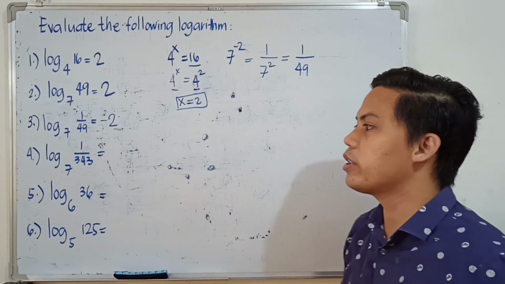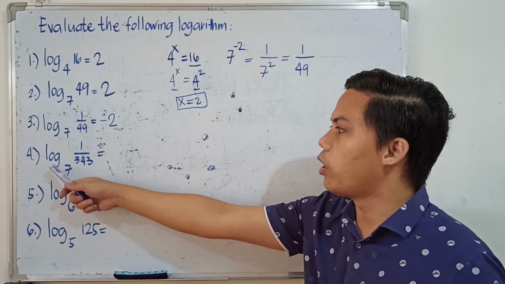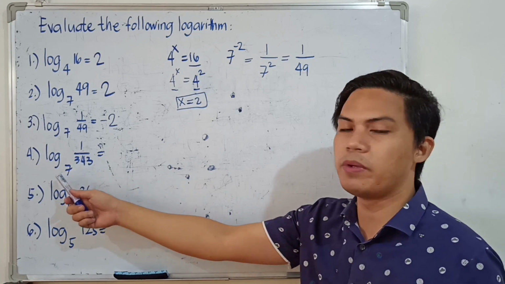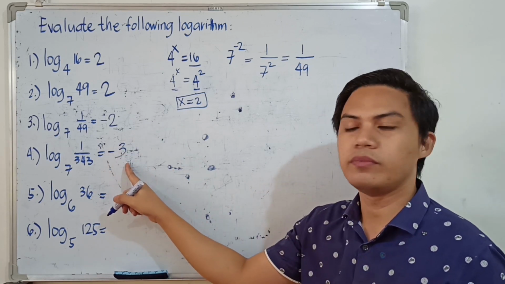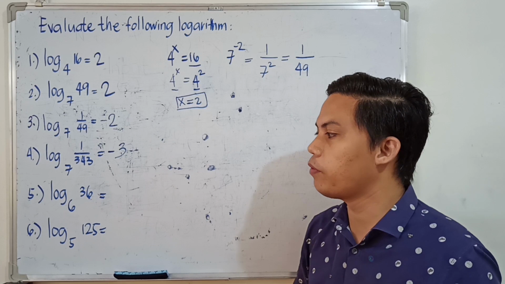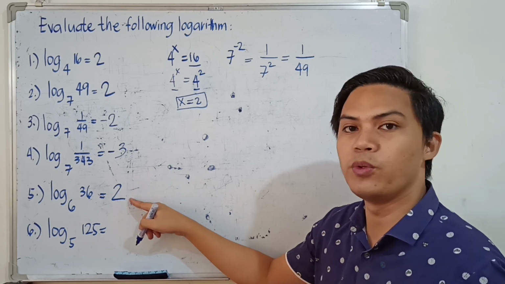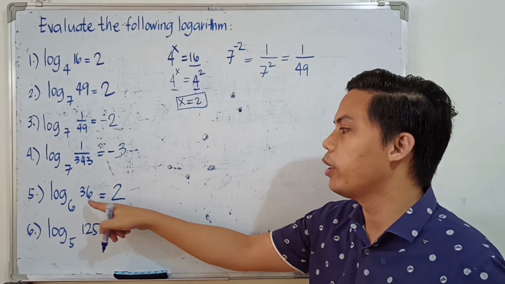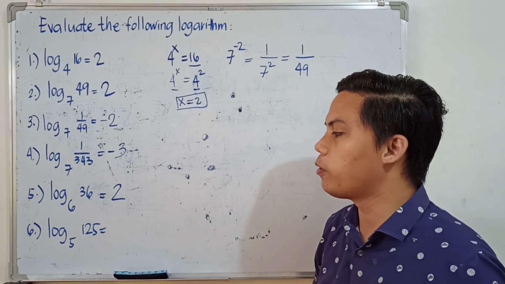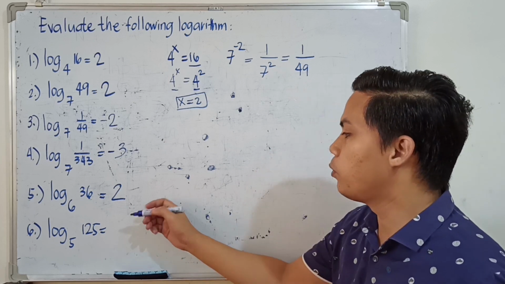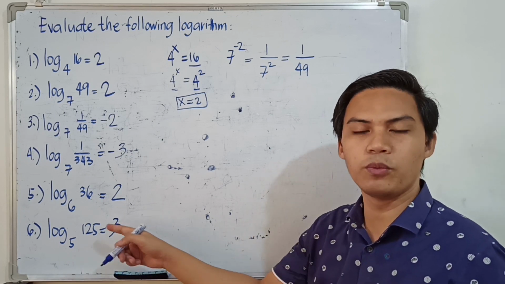Same lang din yung case natin sa number 4. So, yung answer natin dito would be a negative integer. So, the logarithm of 1 over 343 to the base 7, that would be equal to negative 3. How about number 5? The logarithm of 36 to the base 6, that would be equal to 2. Kasi 6 raised to 2 or 6 squared, that would be equal to 36. How about number 6? The logarithm of 125 to the base 5, that would be equal to 3. 5 cubed or 5 raised to 3, that would be equal to 125.